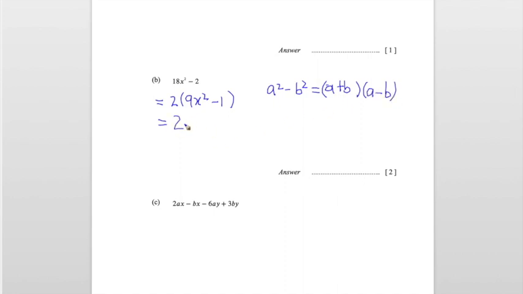Okay, so here we have 3x times 3x, plus 1, minus 1.